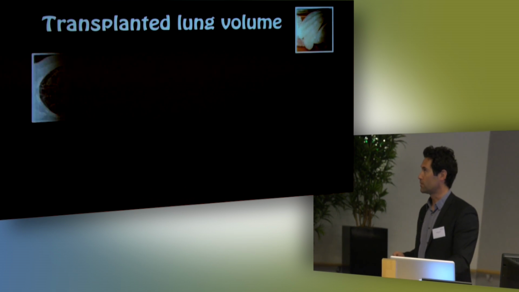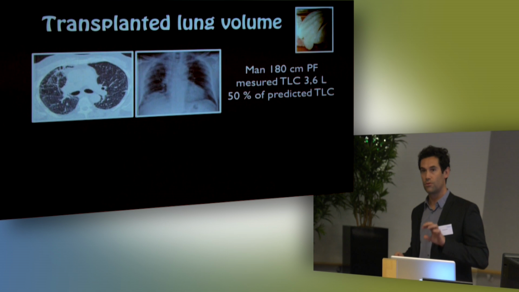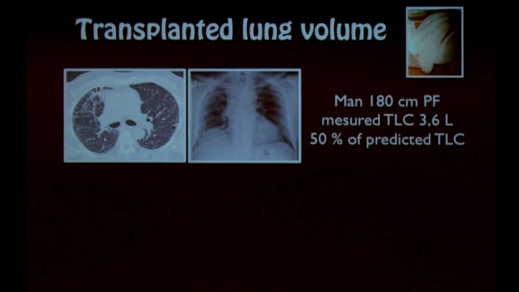and the question is how we have to ventilate the transplanted patient after lung transplant. So it's difficult to target the tidal volume, because when we have a tall man who has pulmonary fibrosis, here is the CT scan and the X-ray, the predicted TLC versus the measured TLC, total lung capacity, it's only 50% of the predicted one. So he has a small chest wall.